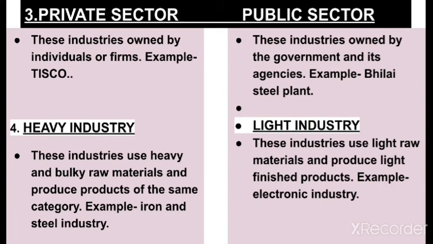Next, question number 4, differentiate between heavy industry and light industry. So in the heavy industry you will write, these industries use heavy and bulky raw materials and produce products of the same category. Example, iron and steel industry. In the light industry you will write, these industries use light raw materials and produce light finished products such as electronic industry.